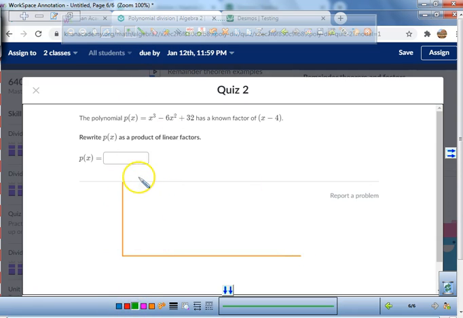All right, so here we go. We're going to start out with x cubed, then x squared, then x to the first, then x to the 0. Now, it says it has a known factor. This is a known factor. So what number would I have to plug in there to make it equal to 0? 4.